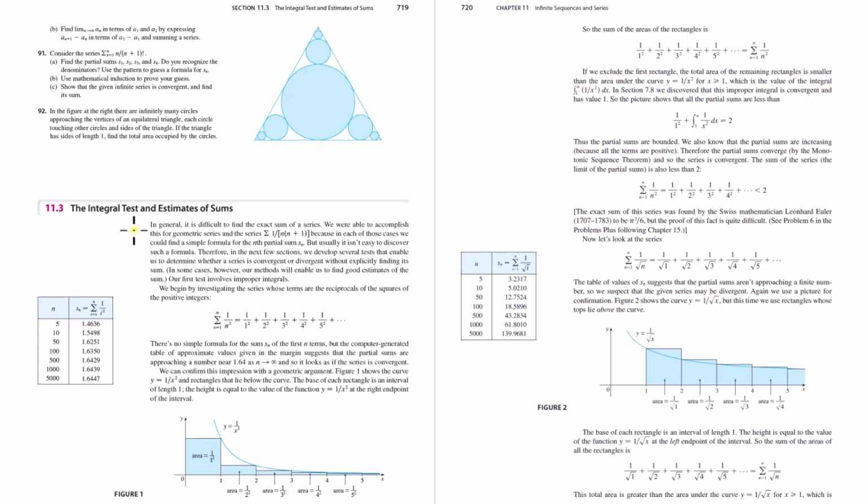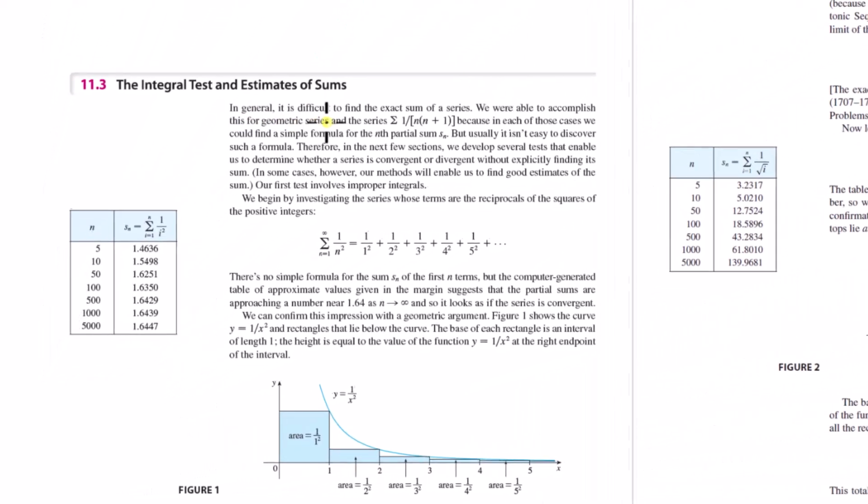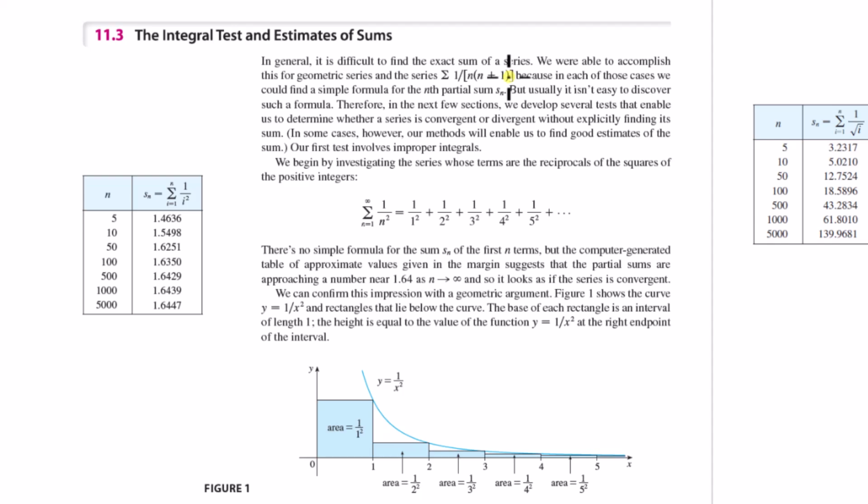Okay, so it says, in general, it is difficult to find the exact sum of a series. We were able to accomplish this for geometric series, and for the telescoping series, because in each of those cases, we could find a simple formula for the nth partial sum, S sub n. We found S sub n for geometric series. Also, in one of the algebra videos that's included in the playlist, we found S sub n for arithmetic series. And then we saw for special cases like telescoping series, we could get the S sub n.